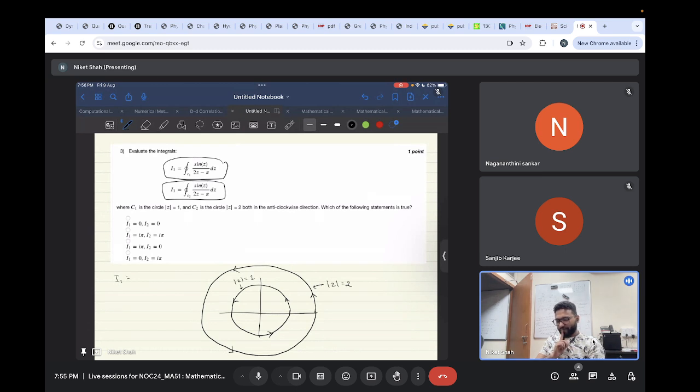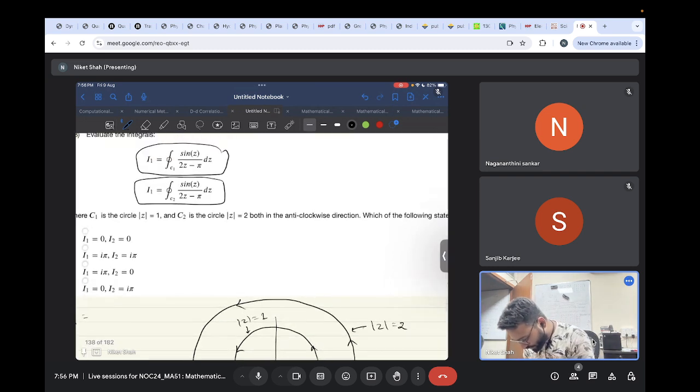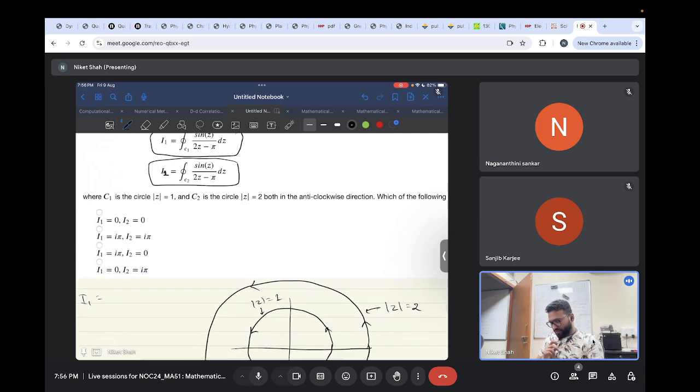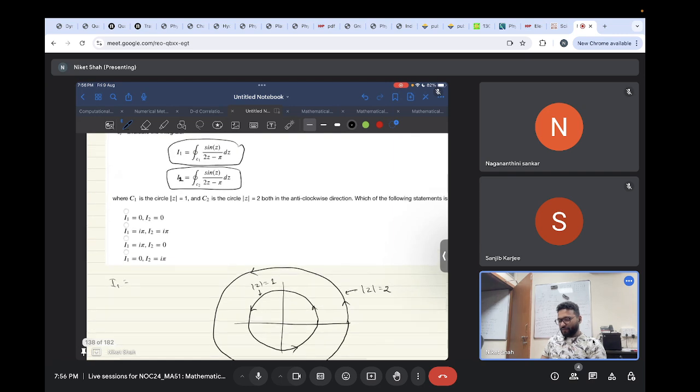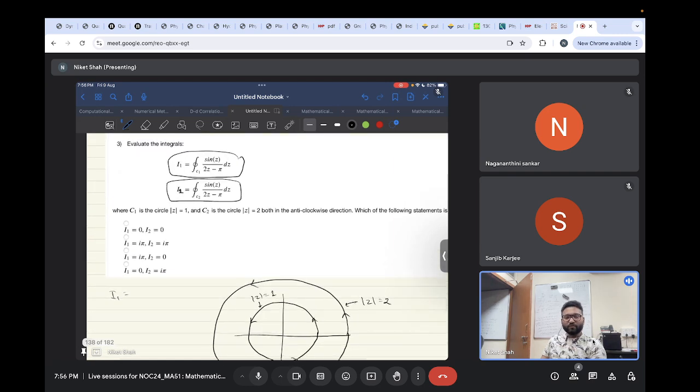Now they're asking which of the following statements is true. I1 is equal to 0 and I2 is equal to 0. Okay, I think here there's a printing mistake. Of course, this one is I2, not I1. So they're asking whether I1 is 0 and I2 is 0 both, or I1 and I2 have some value, or one has some value and one is 0, vice versa. These are the four options given to us. Seeing this structure, we know what to do. We know Cauchy's integral theorem.